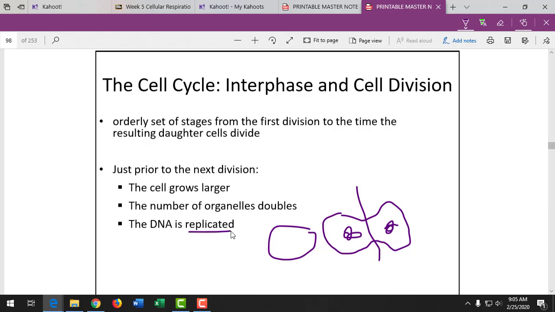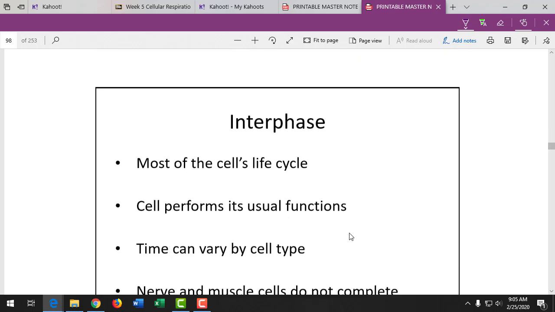in the S phase of interphase. So each new cell, when this process of cell division is done, has a copy. And it has to have a copy of essential organelles as well. So that's going to happen in that G2 phase of interphase.